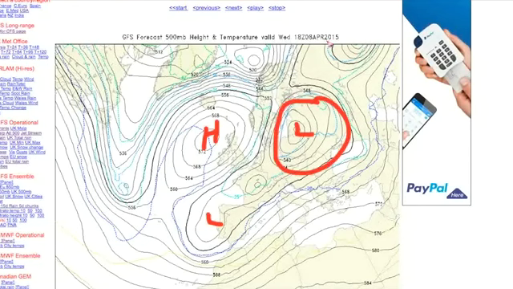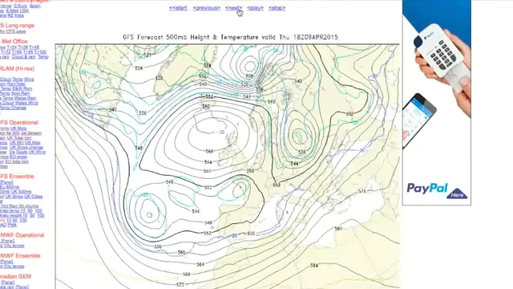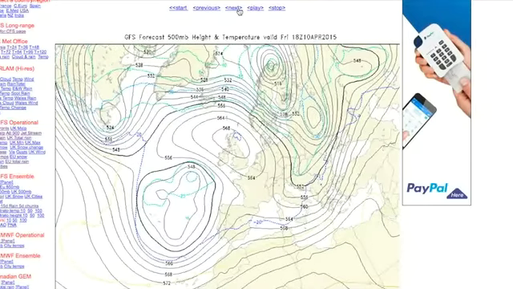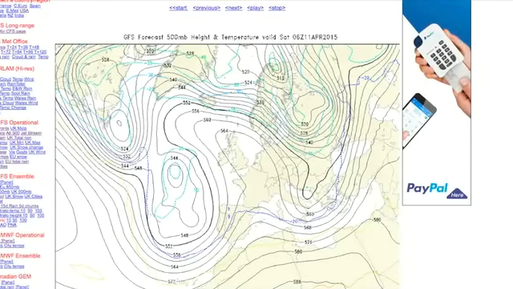Not entirely sure about this one, but we'll wait and see. So we get the higher than normal heights building across the UK. That looks like it could well bring us some really quite decent dry weather through the Easter week period, whilst that cut-off low still meanders a look round down towards the south.